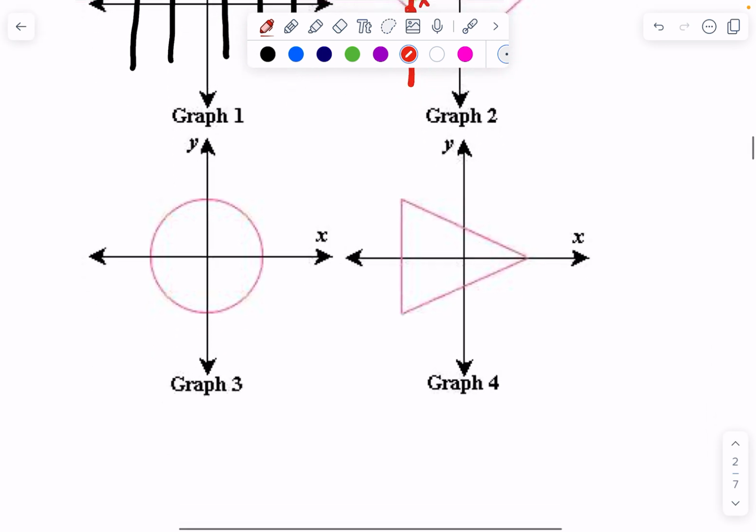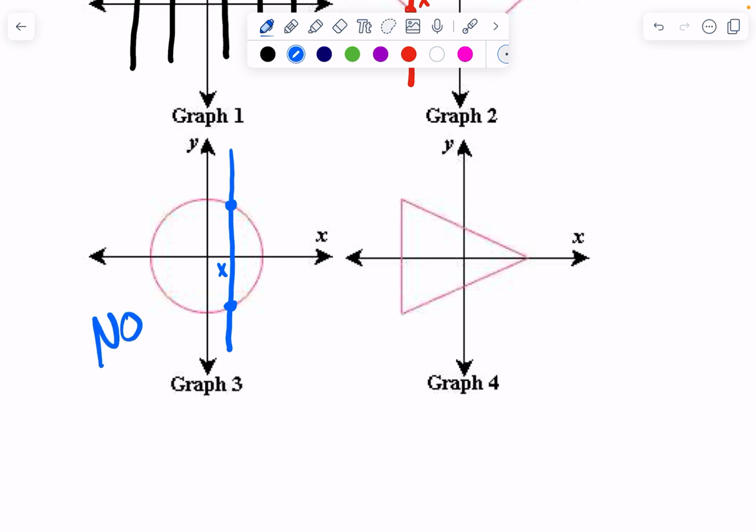Let's look at graph 3. I go ahead and randomly draw a vertical line through this particular x, whatever that value is. I'm going to hit the graph twice. So that means that I have 2 different y values for the same x. So no, that is not a function. How about over here? Graph 4. When I go ahead and draw a vertical line through this particular x, once again, I am going through 2 different y values. So that means that I have 2 y values for the same x. So no, it's not a function.